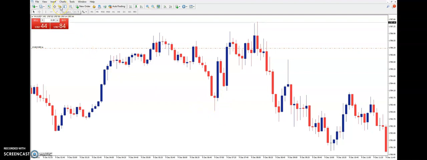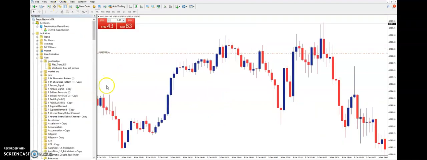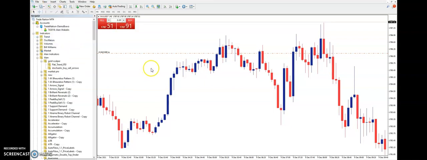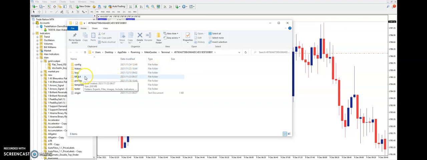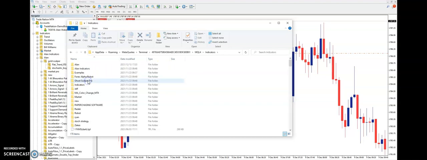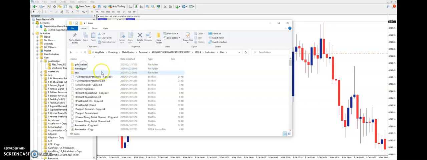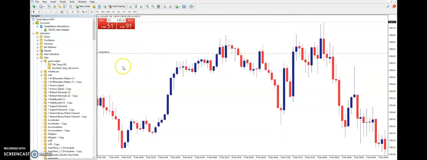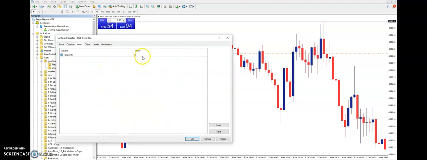So I go to the navigator where I've already downloaded these on my account. I've opened the data folder and I've added them, MQL4, indicators, under my name Alan, and gold scalper. And I've downloaded them, there they are, they're both there. And so now I'm going to add them to the chart. So double click on it.